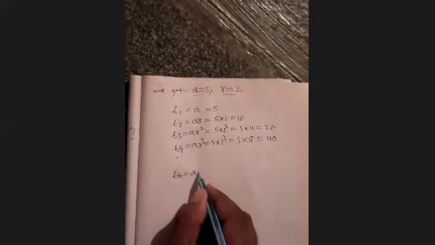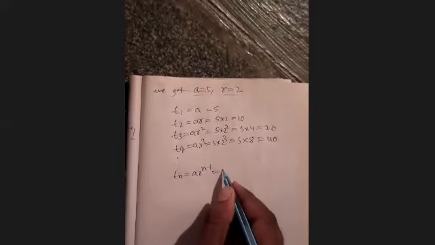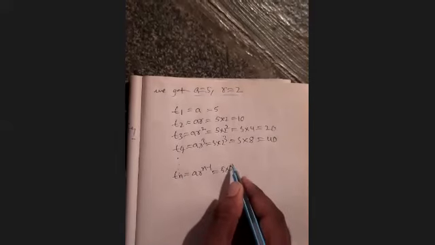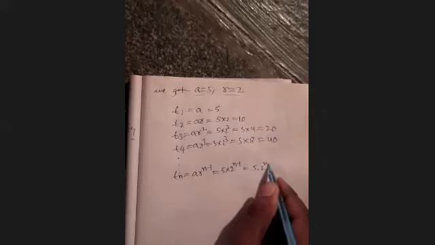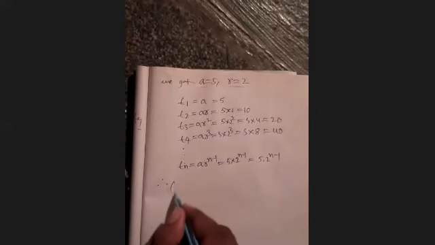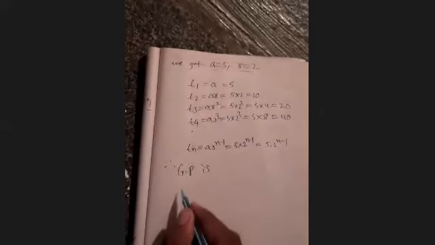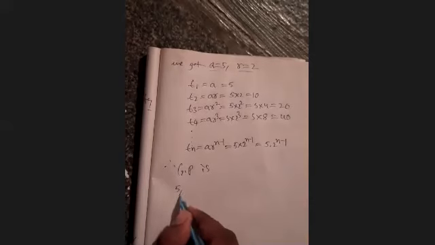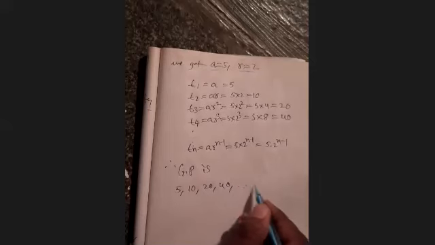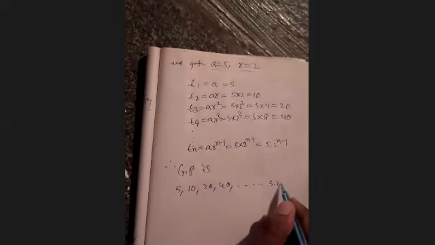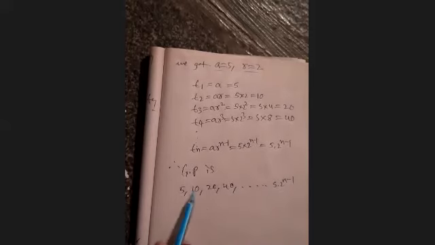So on. Tn is equal to A R power n minus 1 is equal to 5 into 2 power n minus 1. Therefore, the GP series is first term 5, then 10, then 20, then 40, and so on, 5 into 2 power n minus 1. So this is the GP series. Okay, this is the solution for this question.